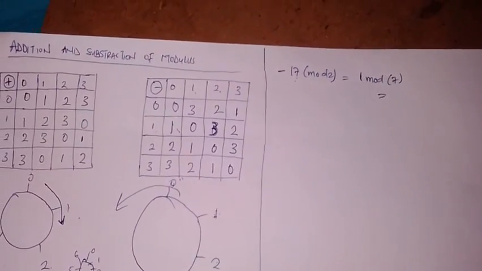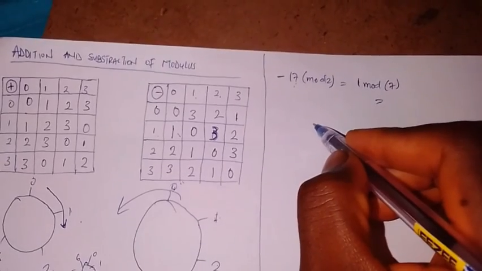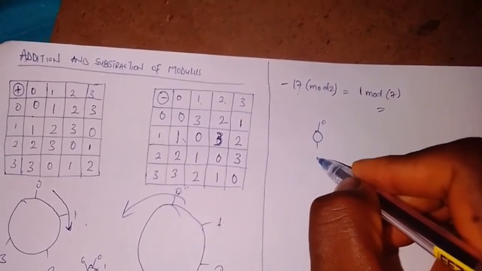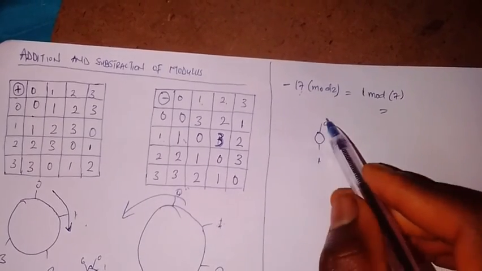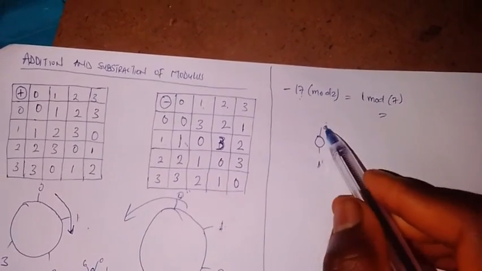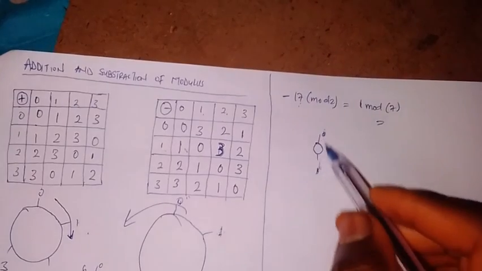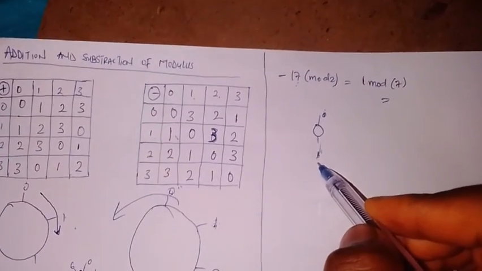So how do you confirm? In mode 2, what do we have? 0, 1. So go back 17 times. I have what? 1, 2, 3, 4, 5, 6, 7, 8, 9, 10, 11, 12, 13, 14, 15, 16, 17. Which gives us what? 1 back.